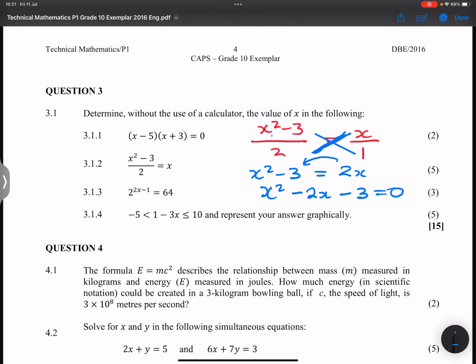Now, can we factorize this? Are there factors of 3 such that when I subtract them would give me 2? So I'll have x and x. So that's 3 times 1, and I know that the 3 would be negative, the 1 is positive, and that is equal to 0. So x is equal to 3, or x is negative 1. And essentially that is how the cookie would crumble. So that's how we would get to that solution.